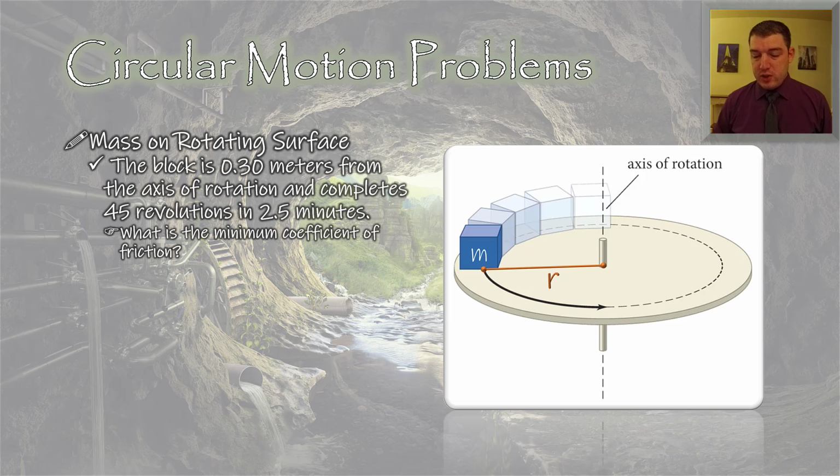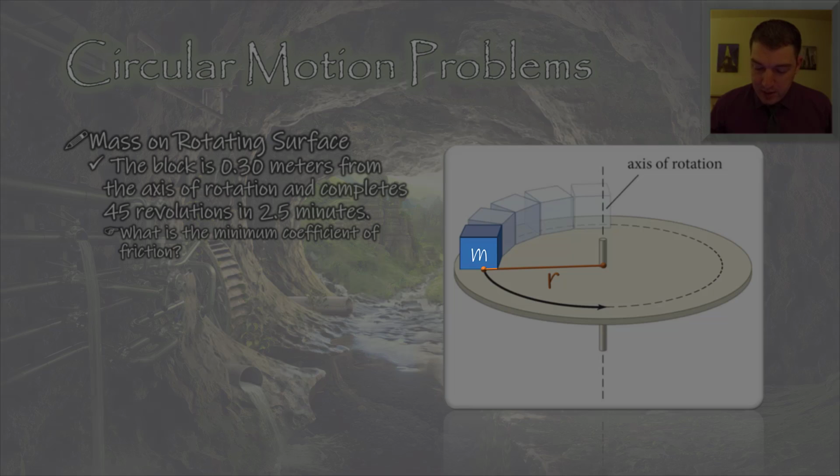First, we're going to imagine an object that's shown here, a mass sitting on top of a table, and the table is rotating. Sometimes they call that a turntable, like a record player. But essentially, it's a plate or a flat disk that's rotating, and a mass is sitting on top of it.